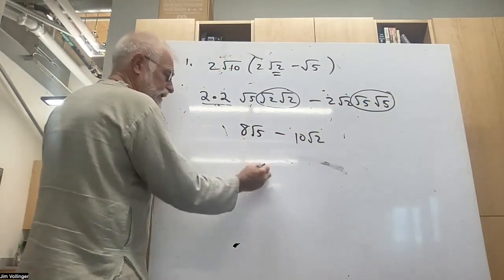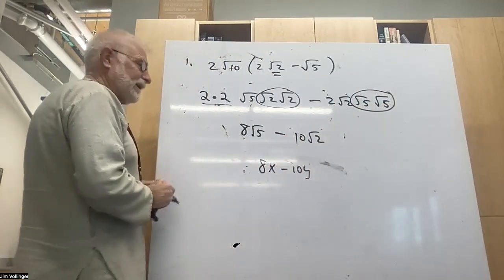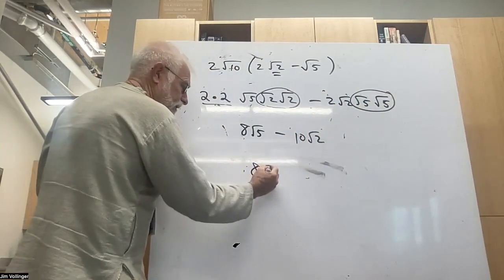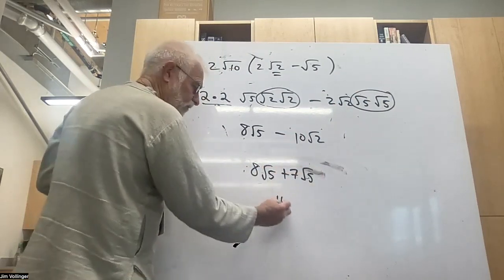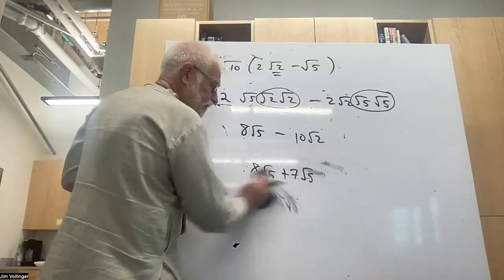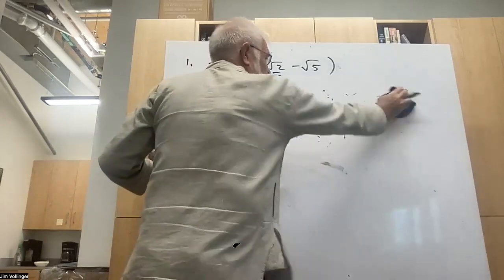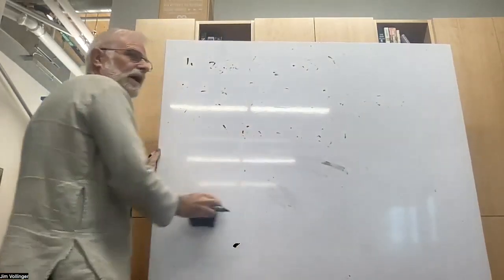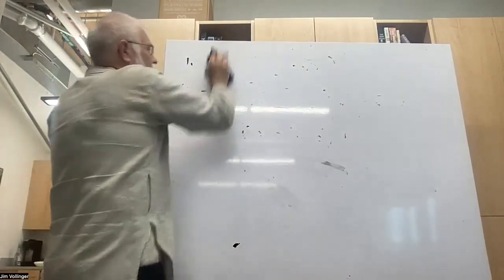And this is very much like saying 8x minus 10y. They're not like terms. You can't add them. If I had 8 root 5 and 7 root 5, well, that's another matter. That's 15 root 5s. I can count them. But they're not the same, so you can't do anything with that, except throw it in the calculator and get a decimal approximation. Righty, what's next? Still working with square roots. Square root of 24.